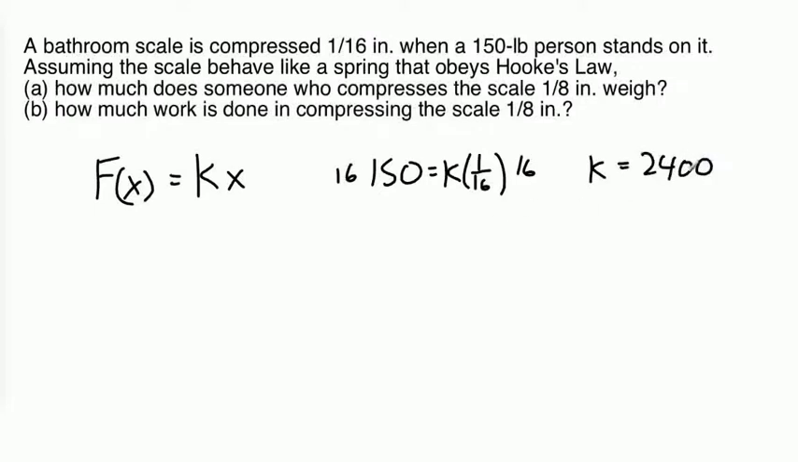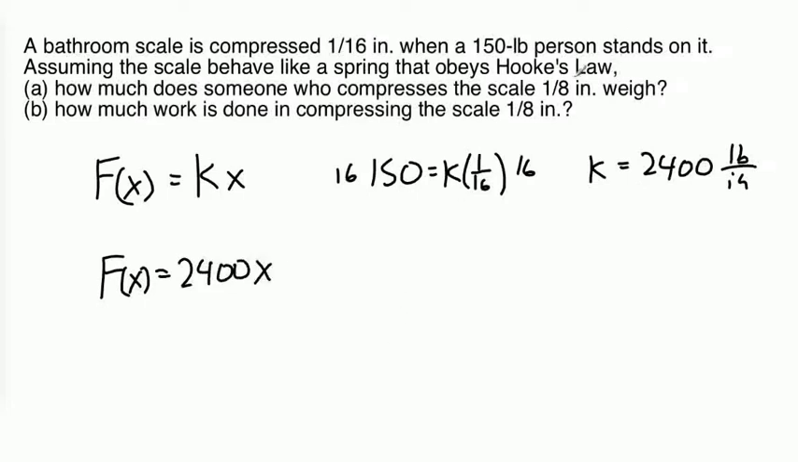Now, if you want to know the units of this, we need pounds on this side, and this is going to equal something multiplied by inches. In order to get pounds, we need pounds per inch. So the unit of my constant here is going to be pounds per inch. So the force of this spring, no matter what, since we're not going to change springs, is going to be 2,400 multiplied by x.